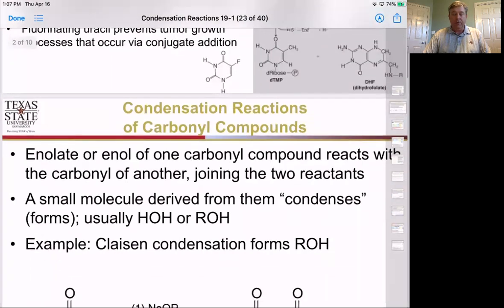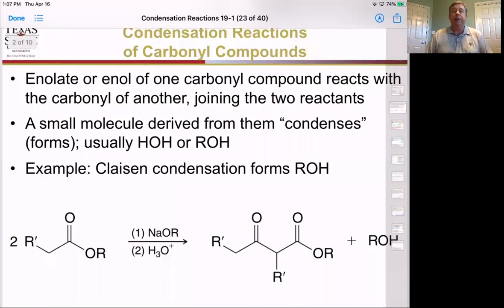The first thing we're going to talk about is the condensation reactions. In the condensation reactions of these carbonyl compounds, an enolate or the enol of one carbonyl compound reacts with the carbonyl of another compound, joining the two together. Typically, a small molecule is distilled out of this and condenses in the distillation portion of the apparatus, driving the reaction to completion.